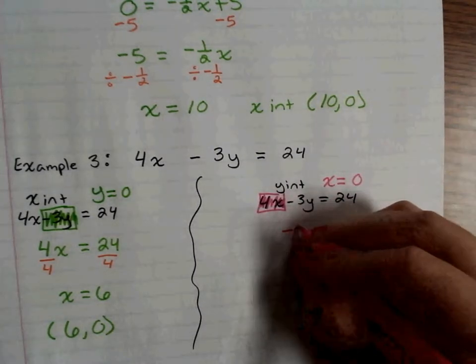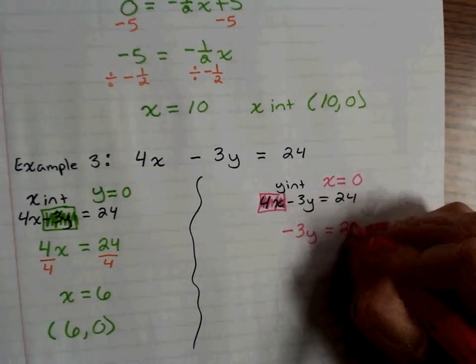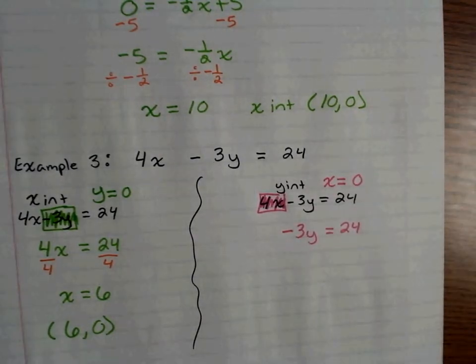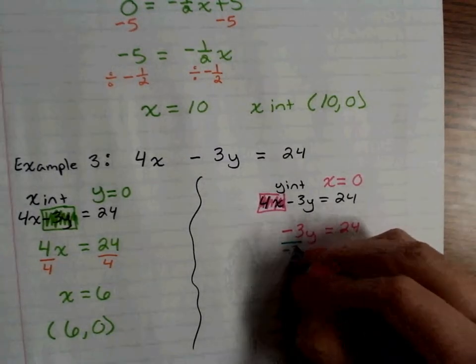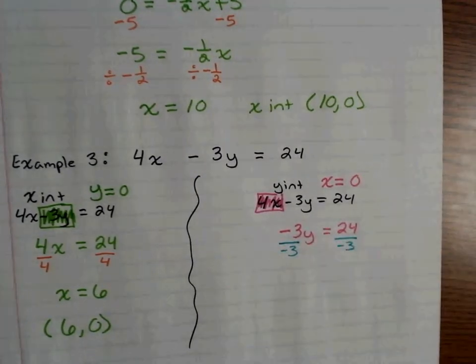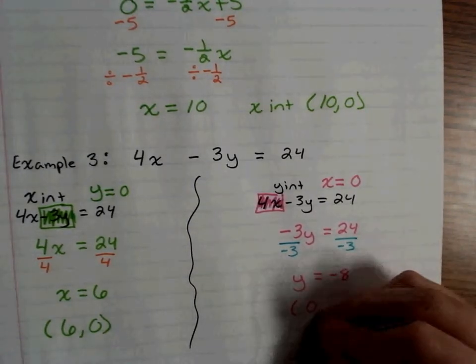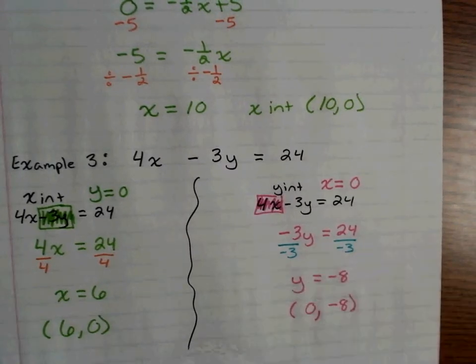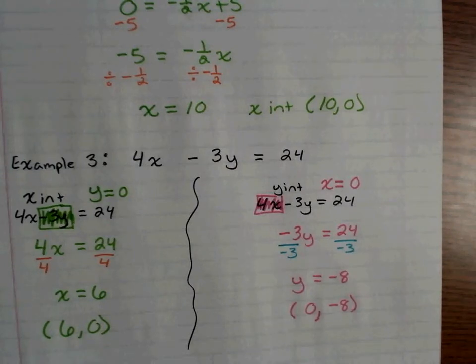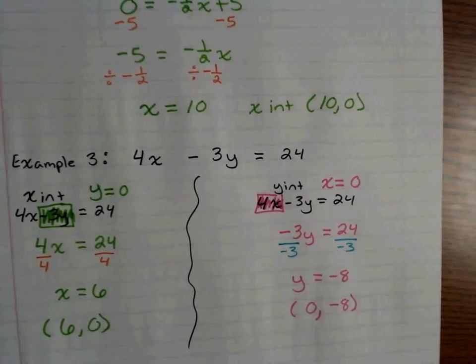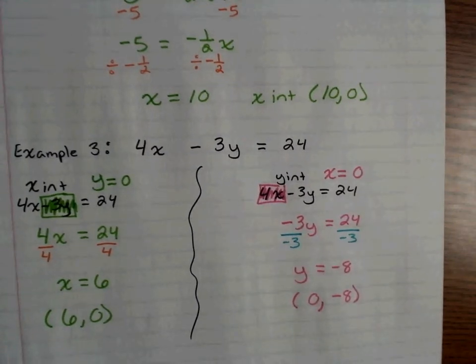So now what I'm left with is a negative 3y is equal to 24. And then I solve. I divide both sides by negative 3. And what will y equal? Negative 8. So I have the y-intercept at 0, negative 8. See how easy that is? You don't have to sit there and rewrite the equation into slope-intercept form. You can easily just substitute zeros in for your variables, your alternate variables, to solve for your different intercepts.